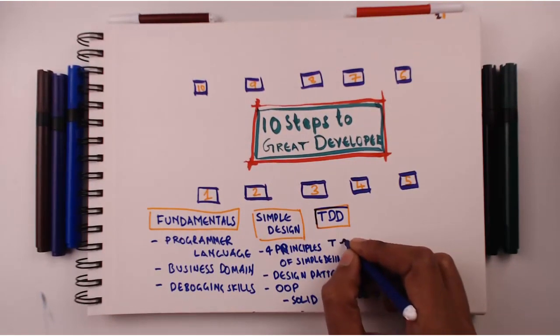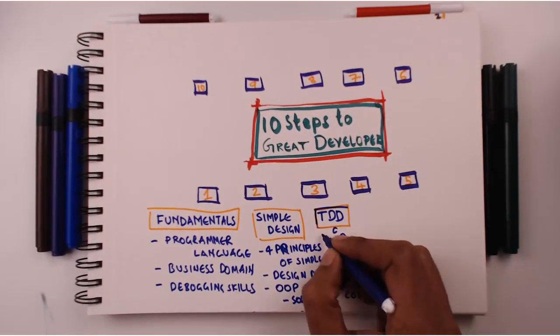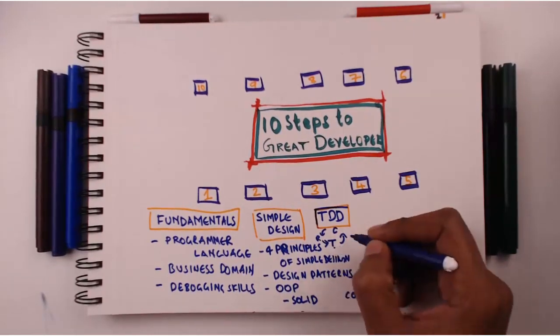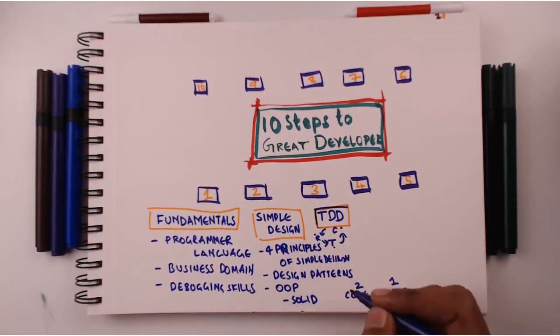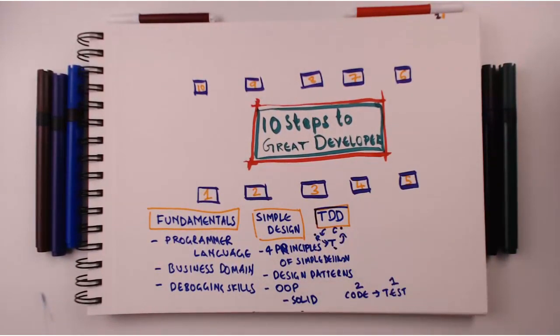Write a simple test which causes the code to fail, do the coding to get it working, and after that refactor the code to the 4 principles of simple design. So write a test, get it working, then refactor. That's what test-driven development is all about. So choose the smallest bit of test that you can, write the code to get the test working, and then refactor to make it adhere to the 4 principles of simple design. That's the test-driven development cycle which is followed.